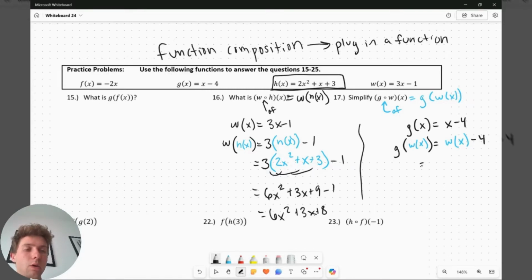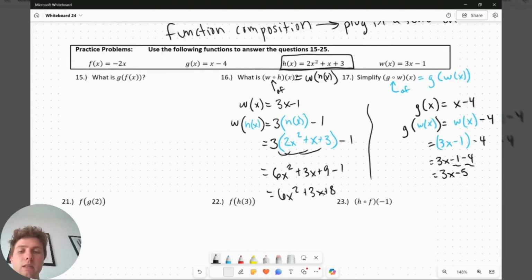But okay, we know something about w of x. W of x is 3x minus 1. Make sure you plug it in and simplify. In this case, there's nothing to distribute into the parentheses, so you could get rid of them. Combine your like terms as well, and now you have your final answer. That's what we get for number 17.